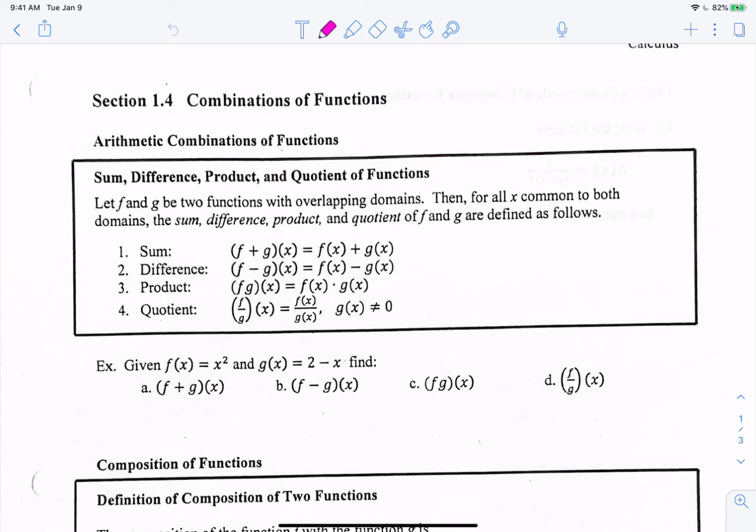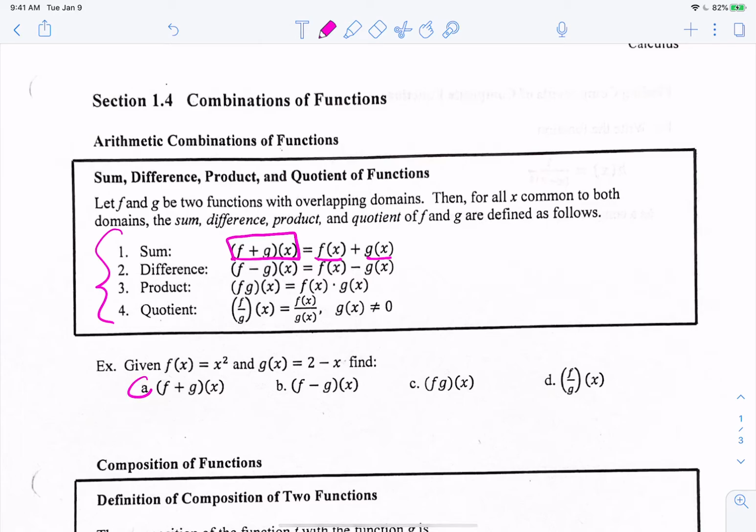Section 1.4, this is combinations of functions. I'm going to go through this kind of fast because it's not terribly difficult. Sum, difference, product, quotient, that's what's listed here. They will write this as f plus g of x. All that means, when they write it like this, is that you're taking f of x and adding g of x to it.